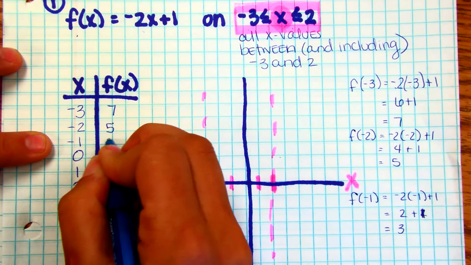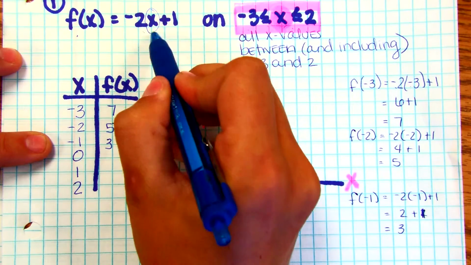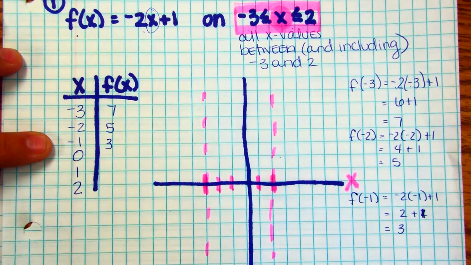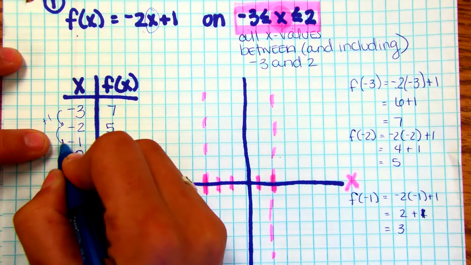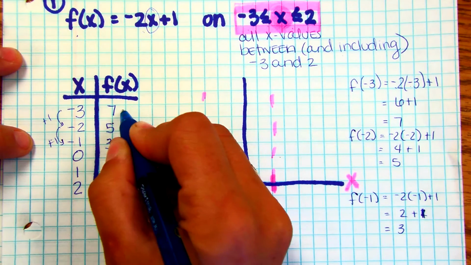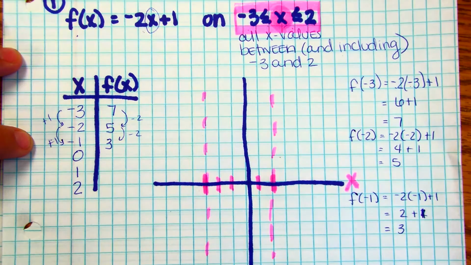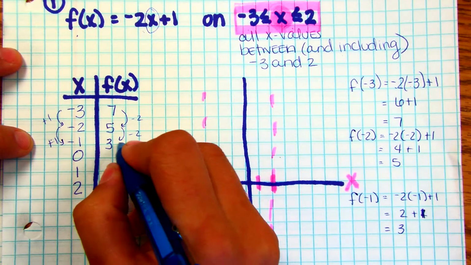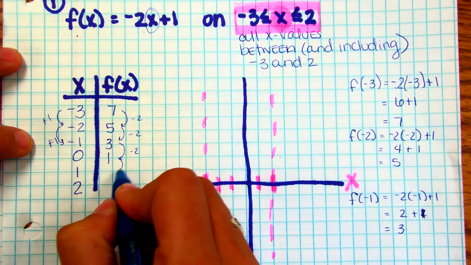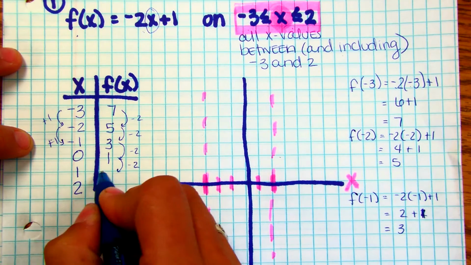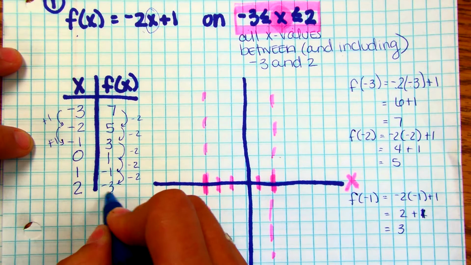Now I'm going to pause there. I notice that this is a linear function because it's just an x. I notice that what I'm doing is I'm adding 1 to the x values, and I'm subtracting 2 from the y values. So I'm going to use that pattern to continue. So 3 minus 2 is 1. 1 minus 2 is negative 1. And negative 1 minus 2 is negative 3.